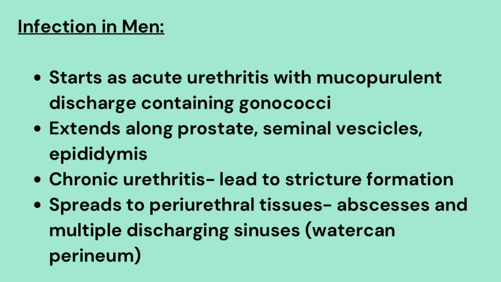Chronic urethritis may lead to stricture formation. Stricture formation means the narrowing of the urethral tube. The infection may spread to periurethral tissues, causing abscesses and multiple discharging sinuses, water can perineum.